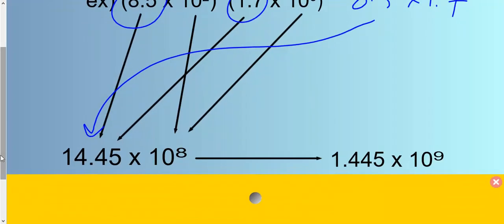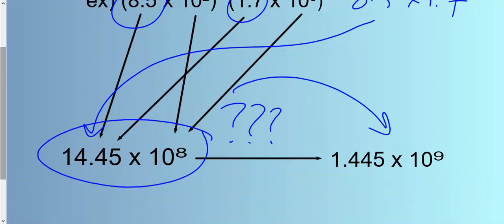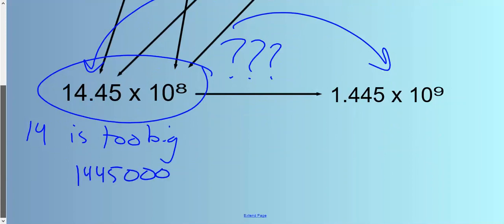Now, how do I get from here to here? There's two ways of doing this. And now the reason, first of all, let me explain why we're doing this. This number 14 is too big. It's not between 1 and 10. So what we're going to do is we're going to write this number out in standard form, and then I'm going to convert it into scientific notation.